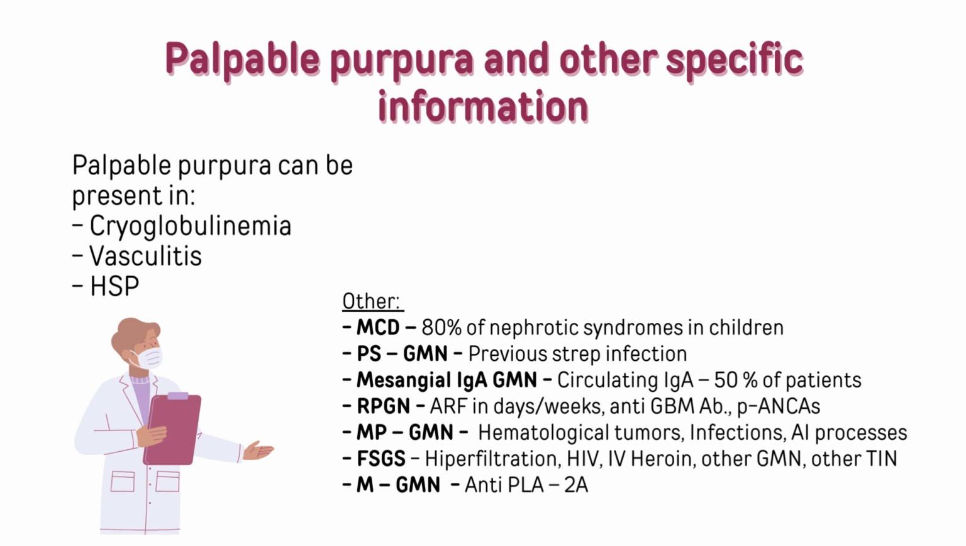Sometimes we can see palpable purpuras in different types of diseases. The first one is cryoglobulinemia. In cryoglobulinemia, cryoglobulins typically precipitate, clump together at temperatures below the normal body temperature, which is 37 degrees. So in cold temperatures, the precipitate can clump and block blood vessels and cause toes and fingers to become gangrenous. It also causes membranoproliferative glomerulonephritis.